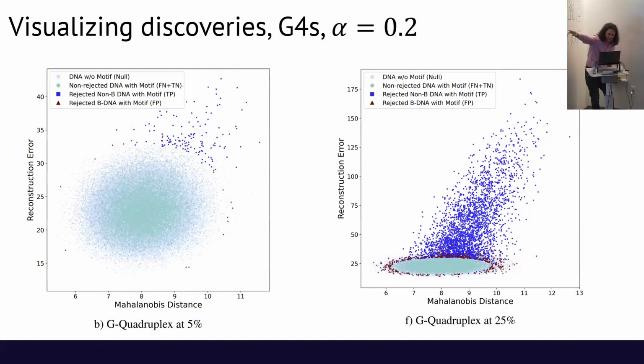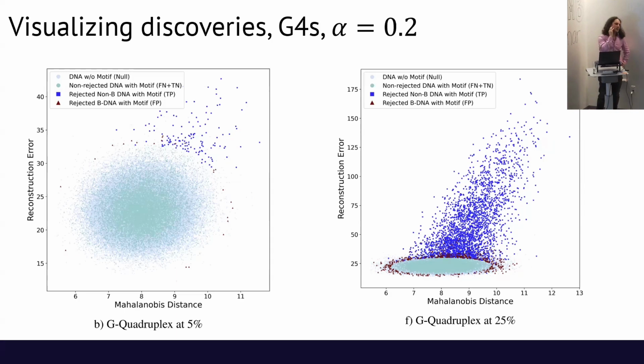And the more greenish color, that's non-rejected DNA with the motif. So it's non-B labeled, okay, but it's not rejected, meaning that it's probably B DNA, okay? It reconstructs well, and it's close, it's on the manifold. Then you have the square blue, which is rejected non-B DNA with the motif, true positives, and then red. And what is red?